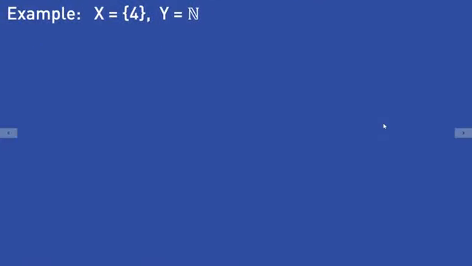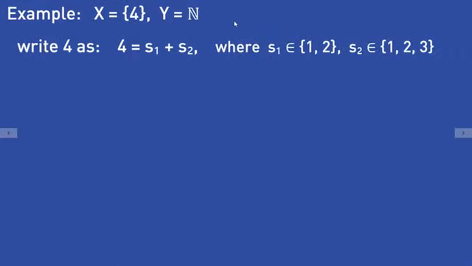The set X only contains one element, the number 4. The set Y is N, the natural numbers. Now we write 4 as the sum of two other numbers s1 and s2. So 4 is equal to s1 plus s2, where s1 can be the numbers 1 or 2, and s2 can be the numbers 1, 2, or 3.